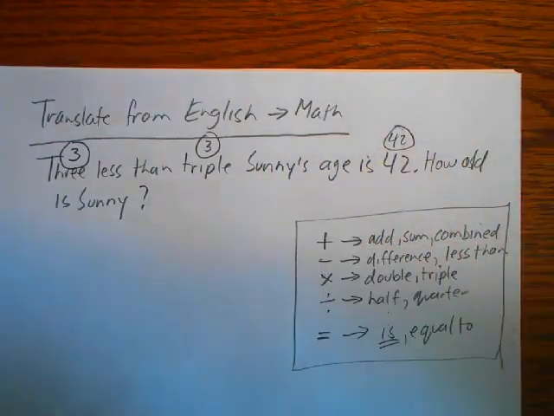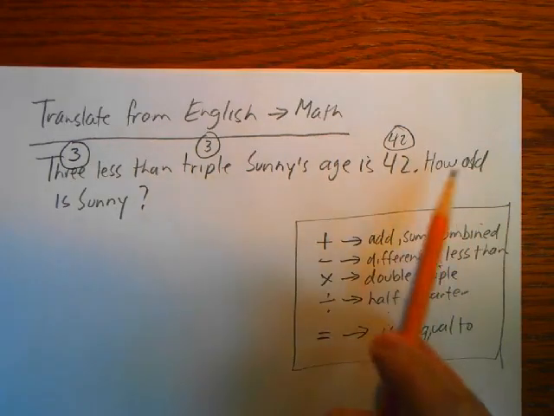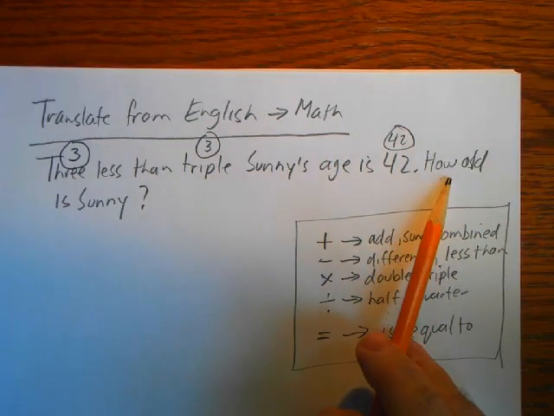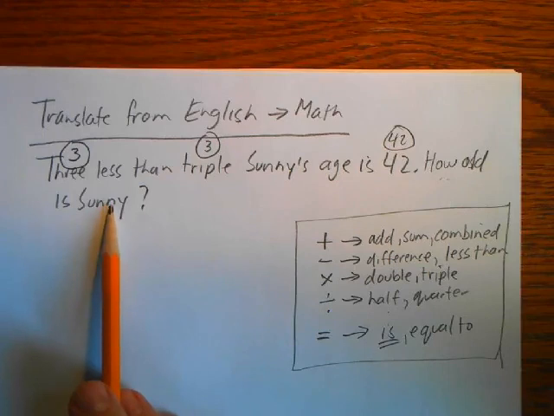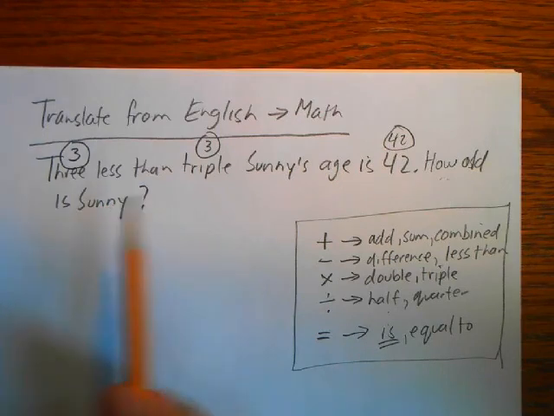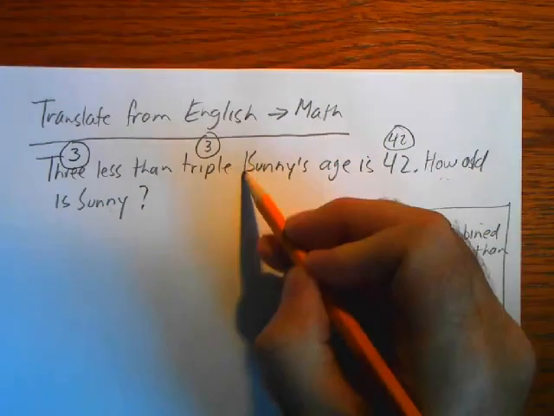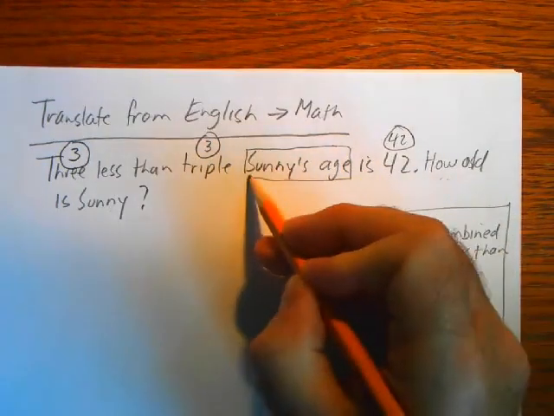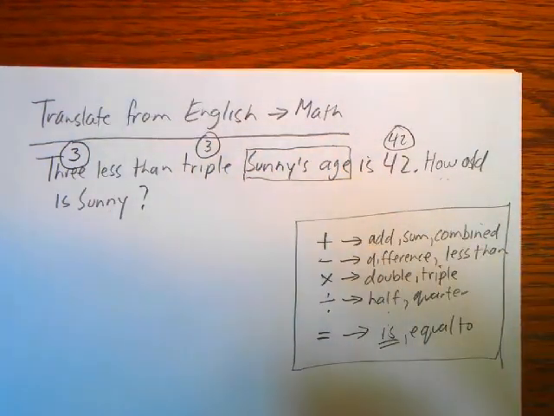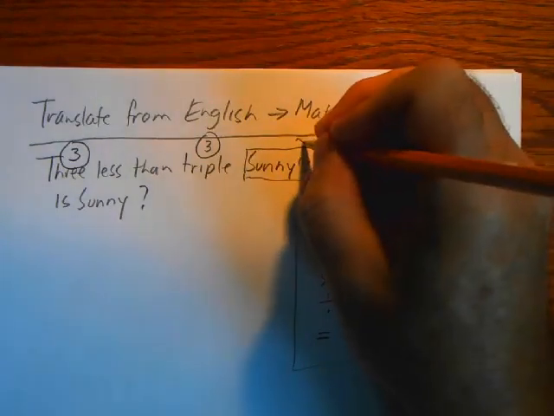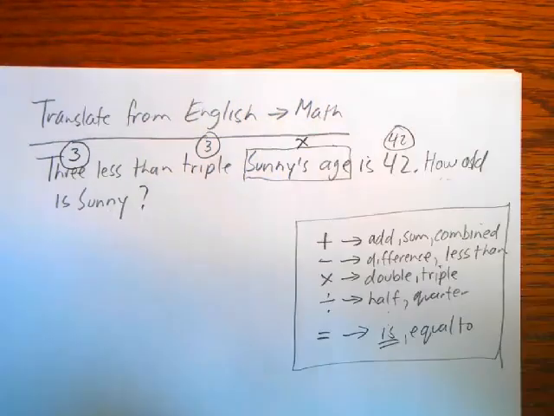Now, so we got 3 numbers. What about variables? A variable is the thing that you don't know. The easiest way to find that is, what is the question asking for? The question's asking for how old is Sunny, or Sunny's age. So Sunny's age is right here. That's the unknown, or the variable. Let's be really boring and just call this X. So we're letting Sunny's age be represented by X.